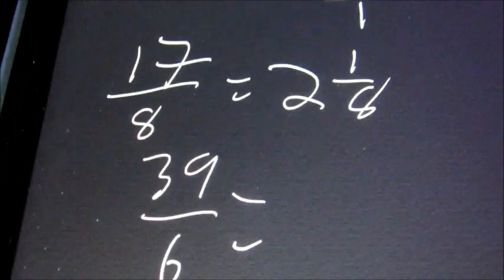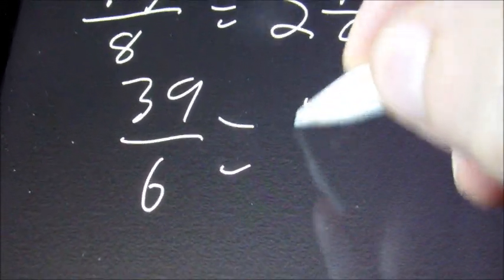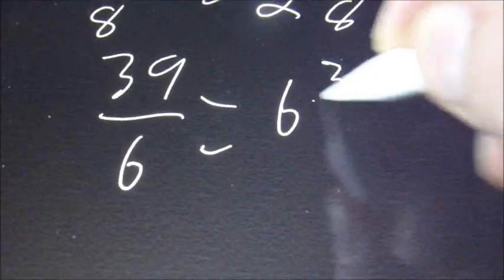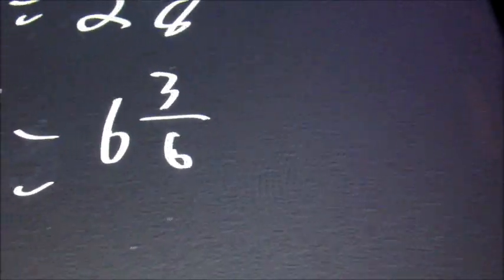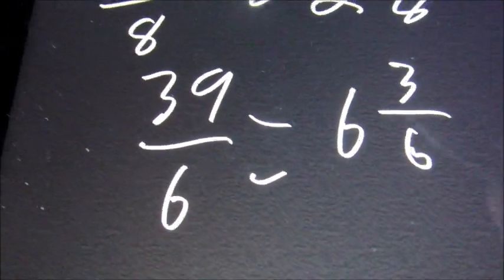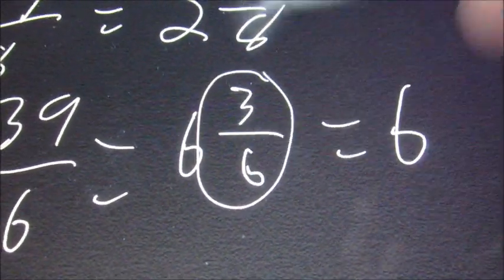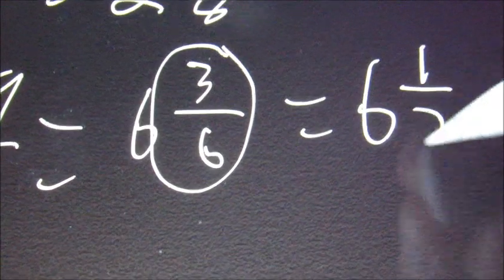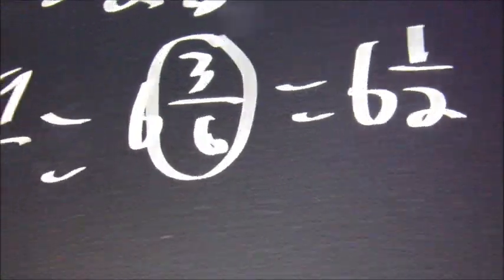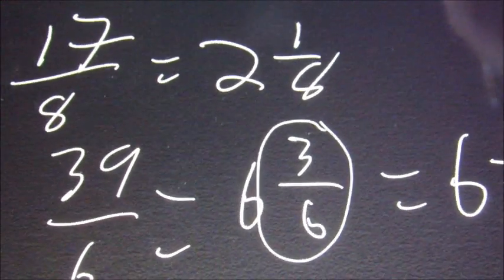39 over 6 now. 6 will go into 39 6 times with a 3 remainder. So 3 over 6. But we always want to simplify. So we need to simplify this part of it, and we can divide both the numerator and the denominator by 3. So it'll be 6 and 1/2. You do have to simplify all of these that you get.